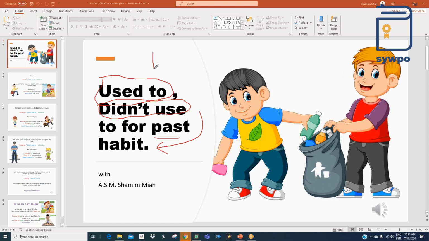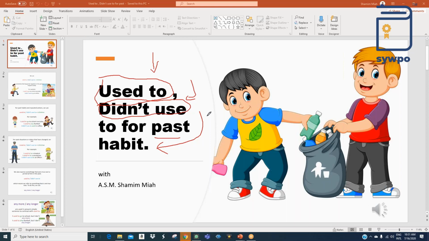But this used to and didn't used to, we use these phrases to talk about some habits or some repeated actions that we did in the past, but we don't do them anymore today. Okay? We used to do them in the past, but not today anymore. For example, you are not a child anymore, so you don't go to school. You used to go to school in the past, but today you don't go to school anymore.